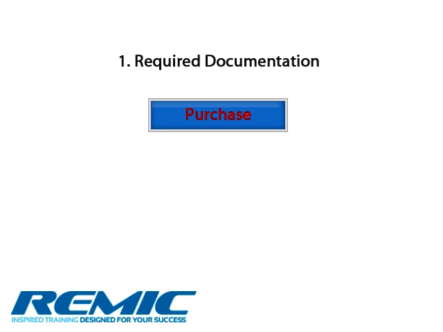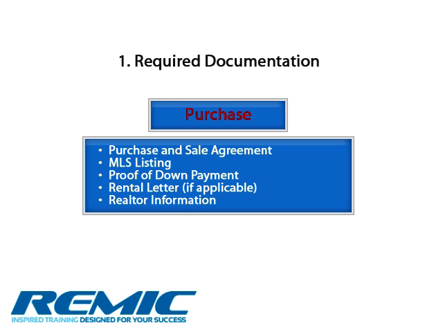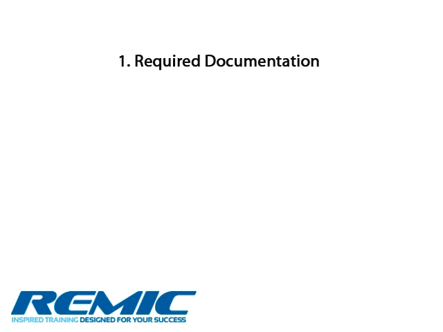Now let's take a look at some specific documents for a purchase transaction. The following is a list of documents that are typically required when a client is purchasing a property. We start with the standard, a purchase and sale agreement. We would also need an MLS listing, proof of down payment, a rental letter, if applicable, and we need the realtor information.